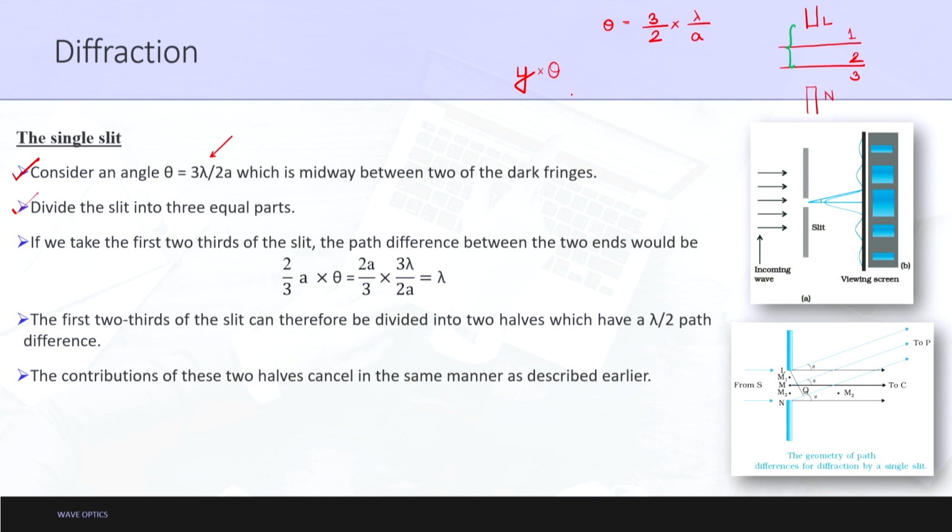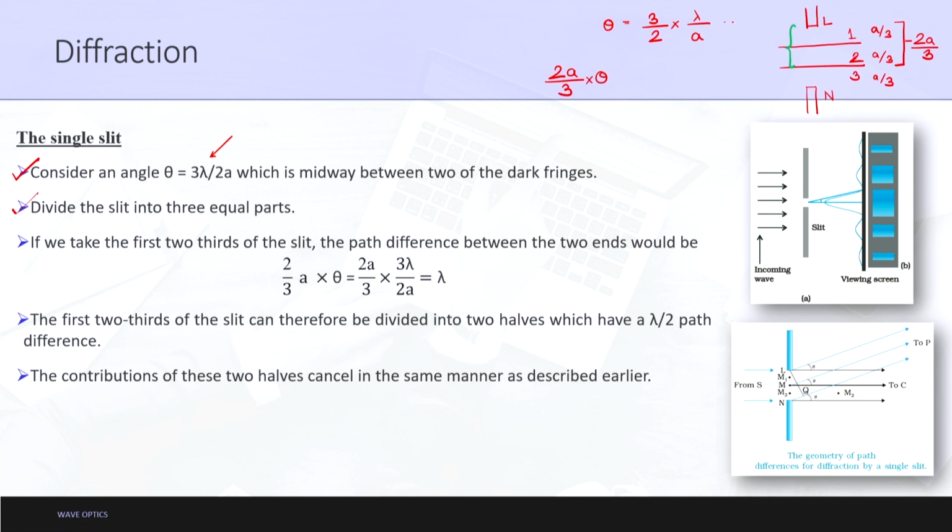On similar lines, what will be the slit width here? As the slit A is divided into 3 parts, it will be A by 3, A by 3, A by 3, hence this region would be 2 times A by 3. Hence the path difference will be nothing but 2A by 3 multiplied by theta. Just writing that concept here, that will be 2A by 3 multiplied by theta.